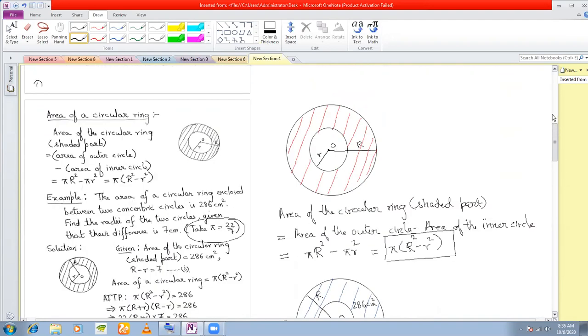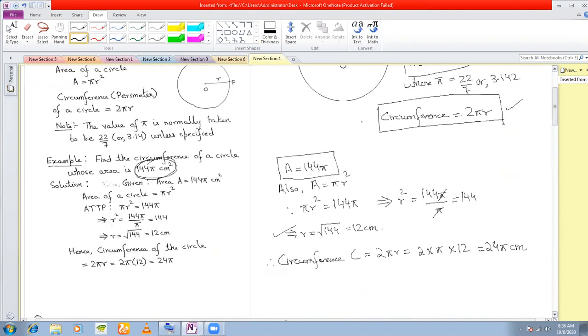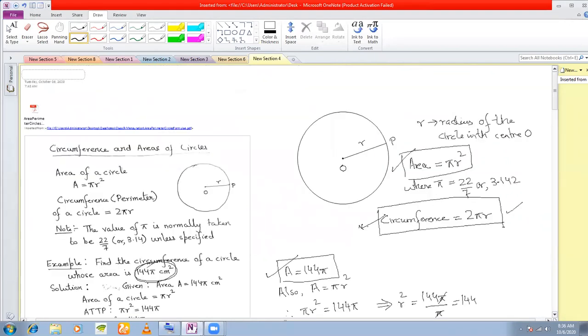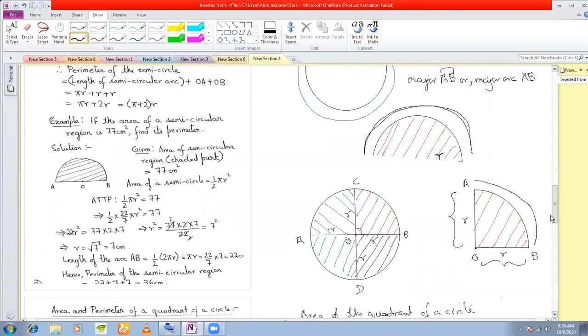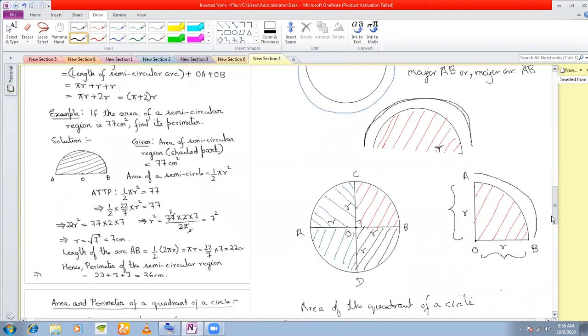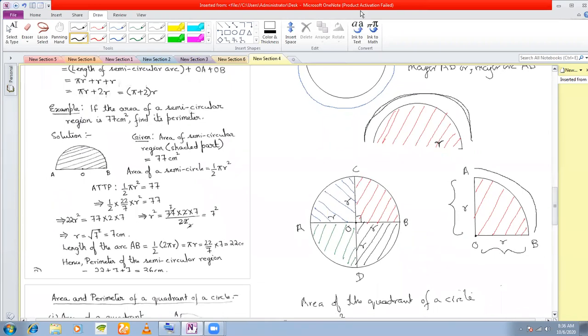You only need to remember this: the area is pi r square and the circumference is 2 pi r. Sorry, not the earlier one. So if you remember these two, you can derive, in fact, all the formulas. That is what is required. And I think I have given you some examples also on semicircle and quadrant, which I will not discuss today, but I will discuss tomorrow.